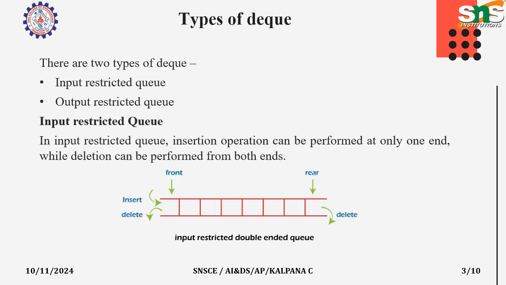And here when we talk about this Deque, there are two types of double-ended queues available. One is input restricted queue and another one is output restricted queue. So in input restricted queue, insertion operation is possible only at front end. Okay, so this is called input restricted. In input restricted, insertion is possible only at the front end, and deletion is possible at both the ends, front and rear. So this is input restricted.